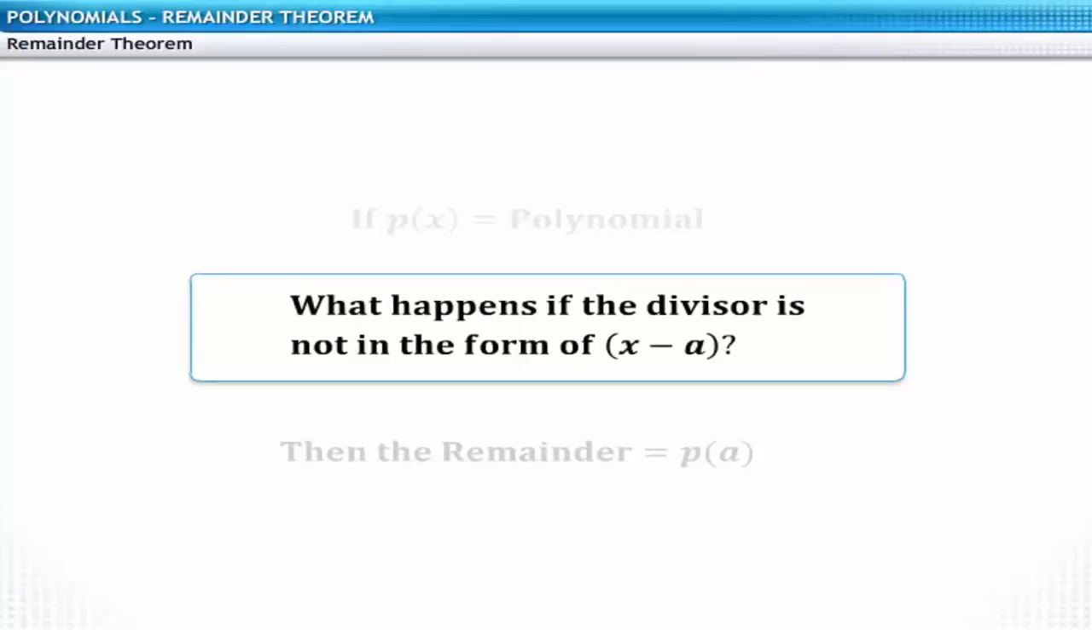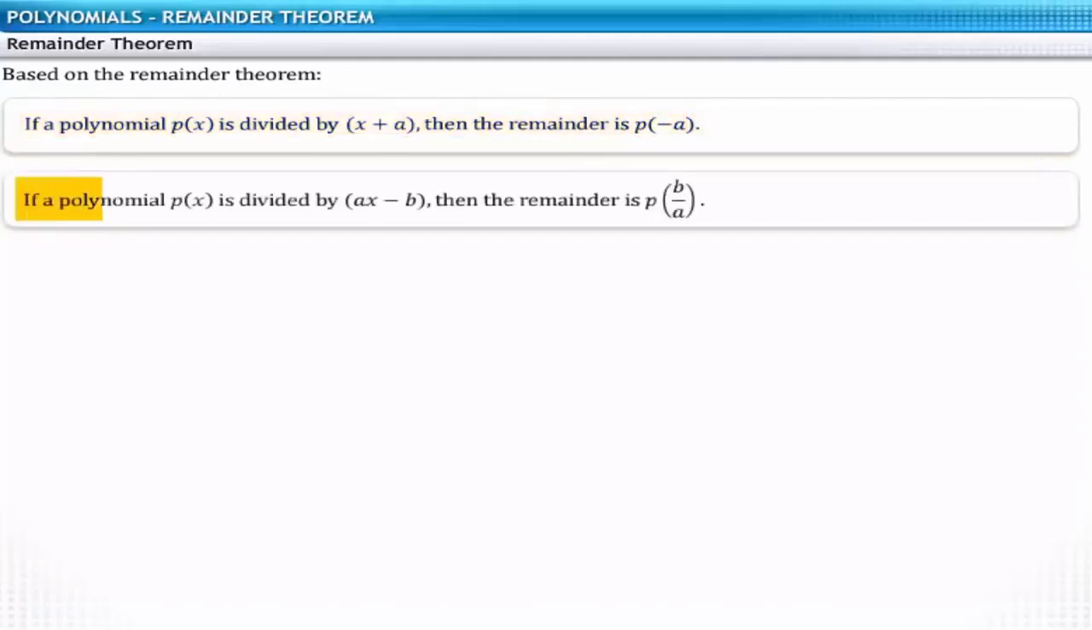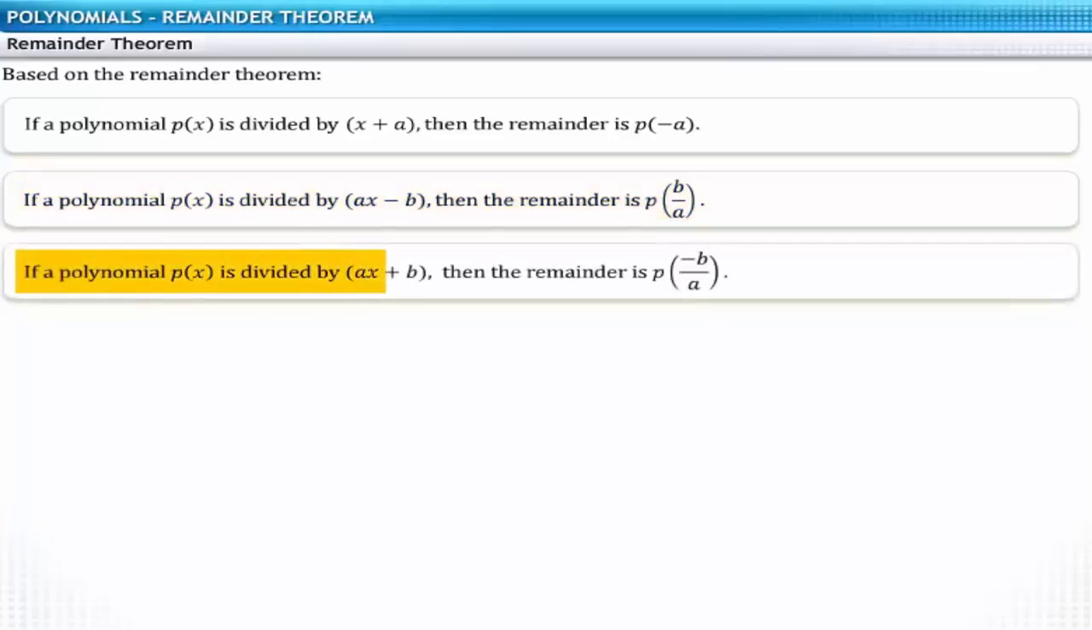However, there may be cases where the divisor does not appear in the form x minus a. In such situations, you can use the following guidelines to determine the remainder in the division of a polynomial. If a polynomial P of x is divided by x plus a, then the remainder is P of minus a. If a polynomial P of x is divided by ax minus b, then the remainder is P of b divided by a. If a polynomial P of x is divided by ax plus b, then the remainder is P of minus b divided by a. Let us apply these guidelines to solve some problems.